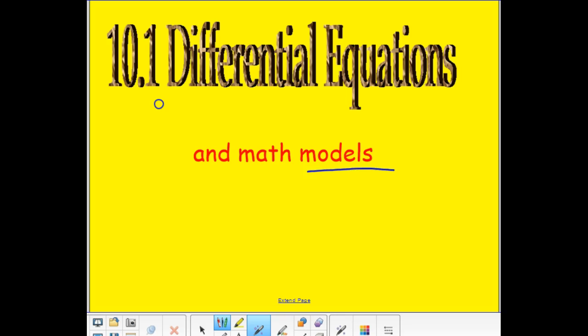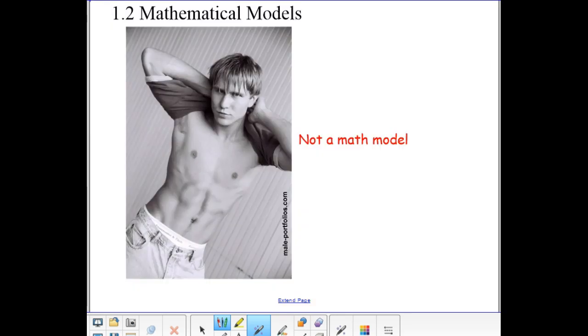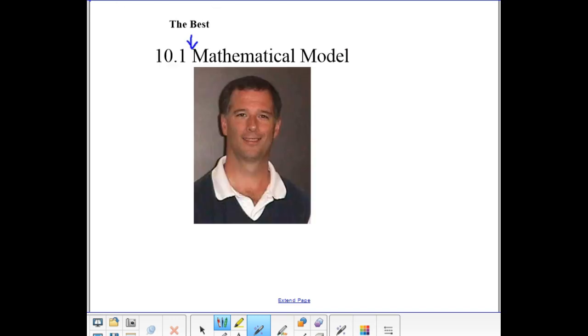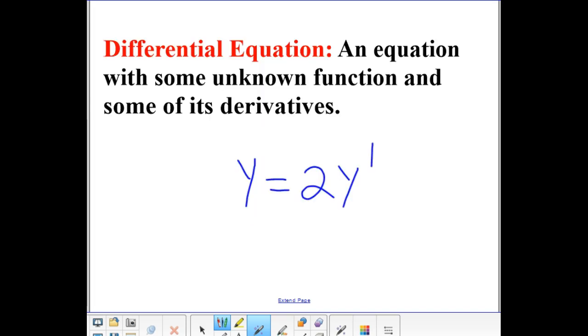Now, when you think about a mathematical model, when you think about models in general, you may think about this. I would prefer you to think about this. Thank you. Thank you very much. Okay. That's my April Fool's joke of the day.